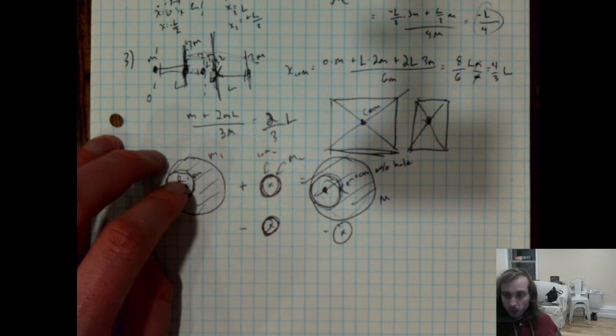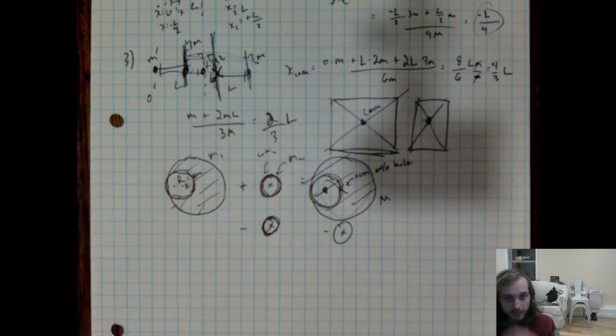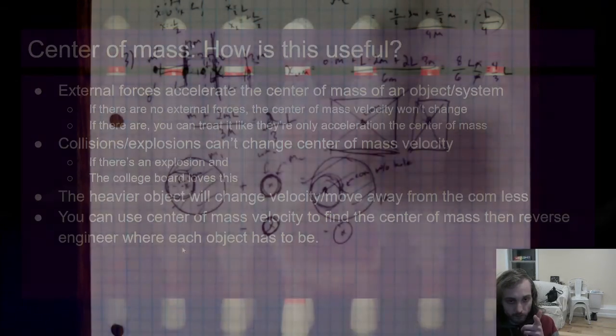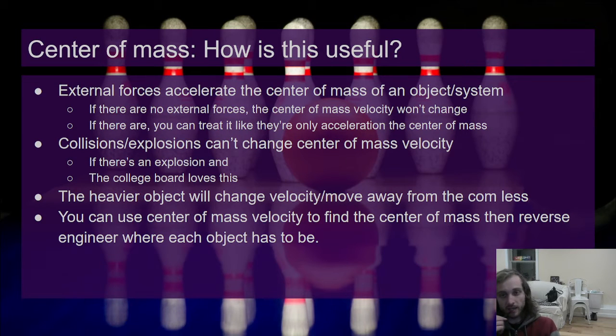Last thing we can do with all this, we should talk about why center of mass is useful before we get into that. So, the big thing about the center of mass that makes it super useful is that external forces will accelerate the center of mass of an object or a system of objects as though that's the point they're being applied from. So if there are no external forces acting on the object, then the center of mass velocity does not change. And if there are external forces on it, you can treat it as though they're only accelerating the center of mass if you are trying to figure out how the center of mass moves. Now, if you're trying to figure out how it rotates, it's a little more complicated than that, but for now, we don't have to worry.